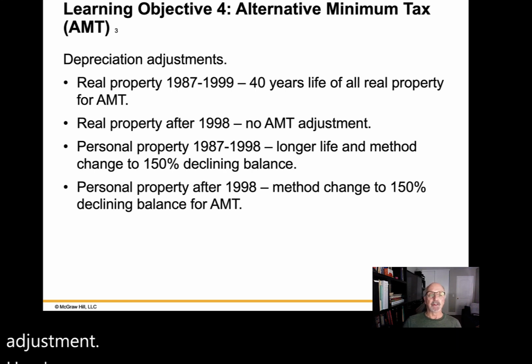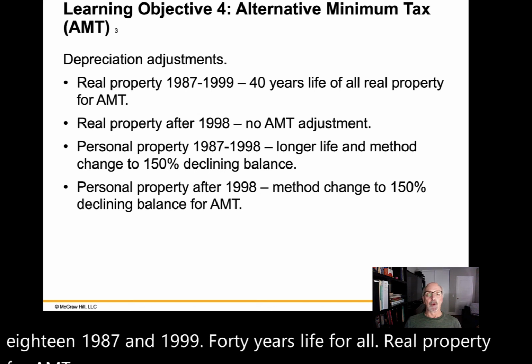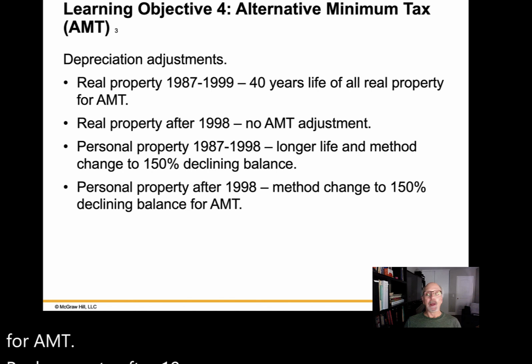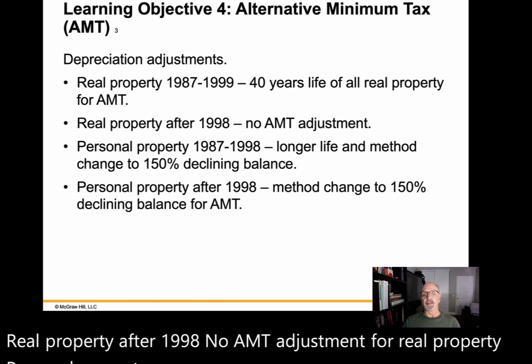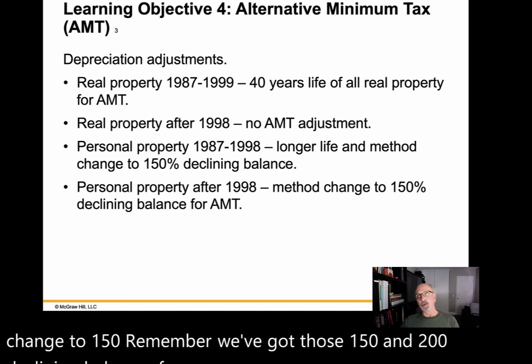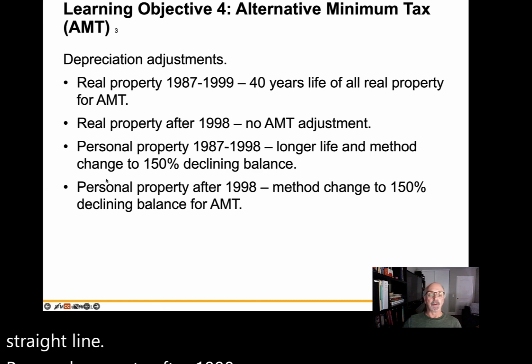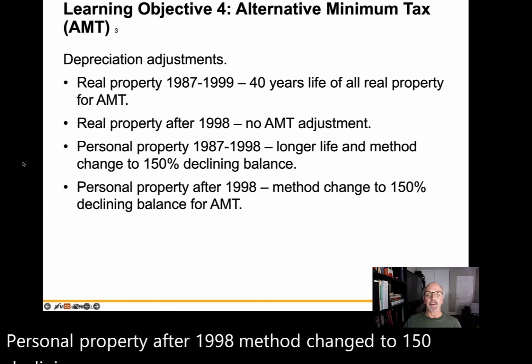Here are the depreciation adjustments for real property between 1987 and 1999. 40 years life for all real property for AMT. Real property after 1998, no AMT adjustment. Personal property, again, 1987 to 1998: longer life and method change to 150%. Remember, we've got those 150 and 200% declining balances for depreciation until we go to straight line. Personal property after 1998, method change to 150% declining balance only for AMT.